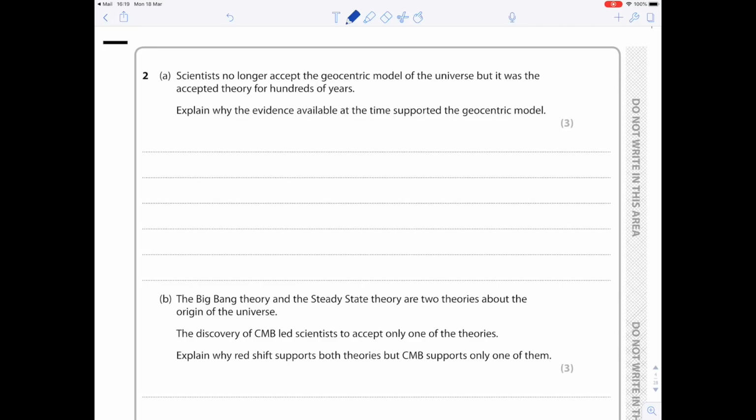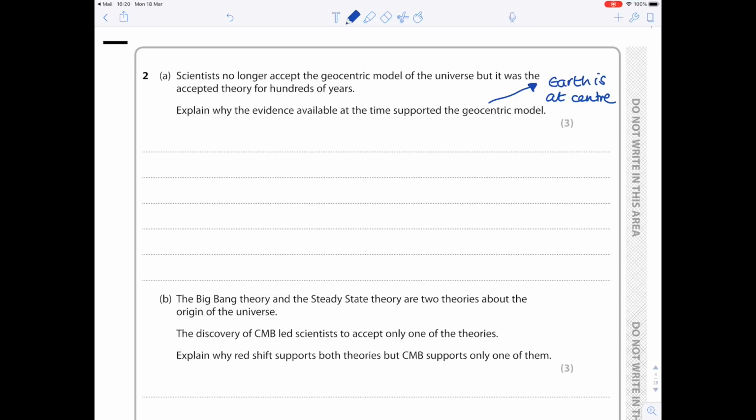2a. Scientists no longer accept the geocentric model of the universe, but it was the accepted theory for hundreds of years. Explain why the evidence available at the time supported the geocentric model. So what is the geocentric model? Well, that's the historical but incorrect model of the solar system, which is that Earth is at the centre. And as we know to be the case today, the Sun is at the centre of our solar system and all the planets and moons orbit the Sun. So, explain why the evidence available at the time supported the geocentric model.